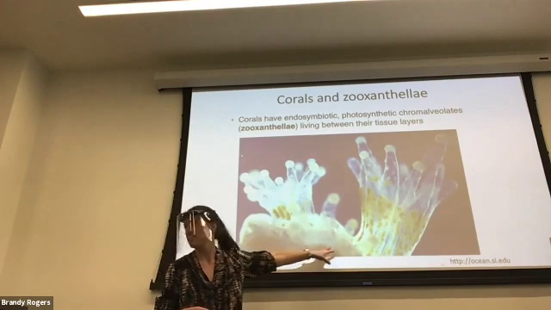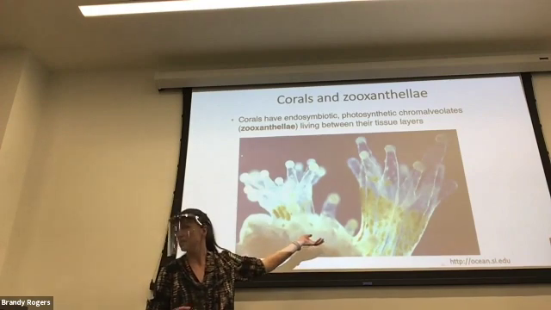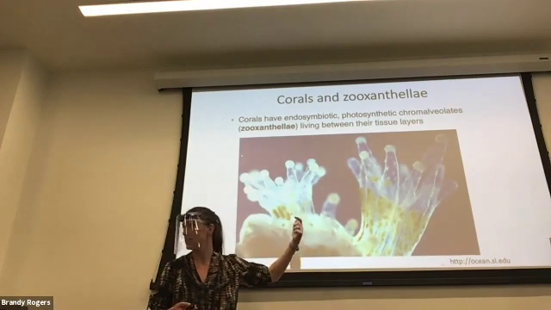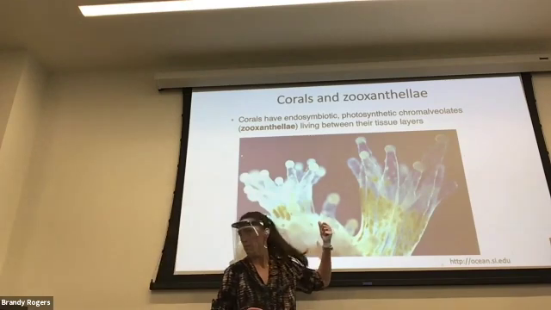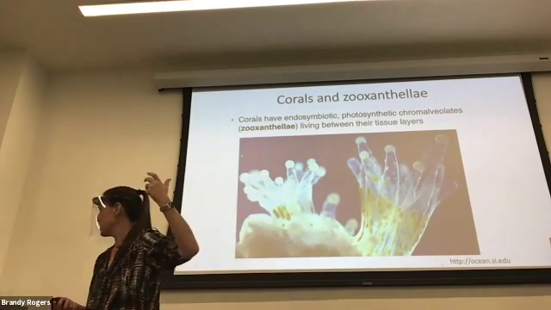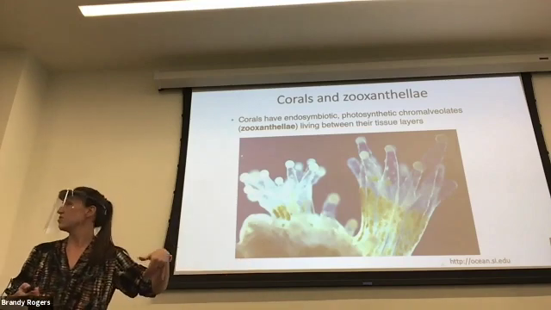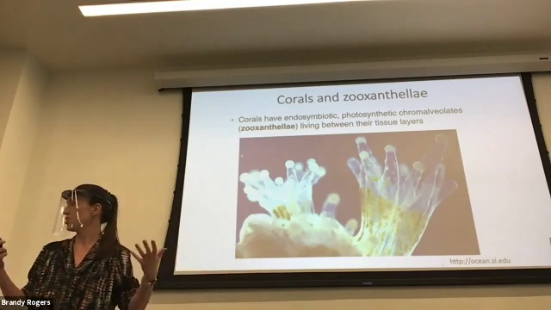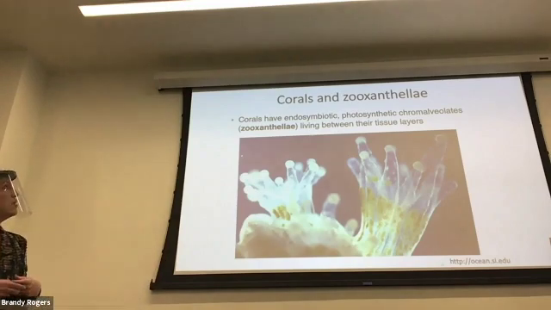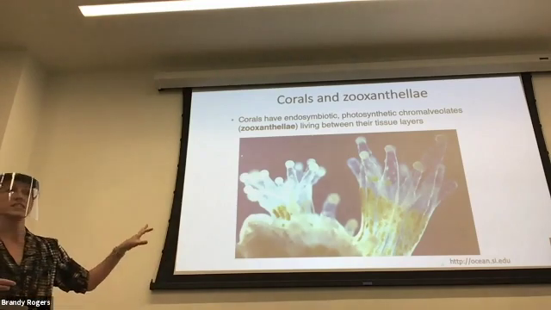But if they get stressed out, which they do pretty easily with changes in the environment, like temperature or acidity, they will eject those symbionts, which is essentially a self-destruct, right? Because if you kick out the protists that are feeding you, what are you going to do? You're not going to be able to get energy anymore. So that was just a sort of a revisit of that relationship.